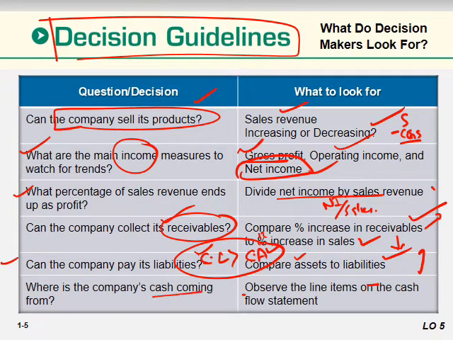And then, where is the company's cash coming from? You have to observe the cash flow statement. Cash is coming from operations or investments or the financing activities. You can see that.